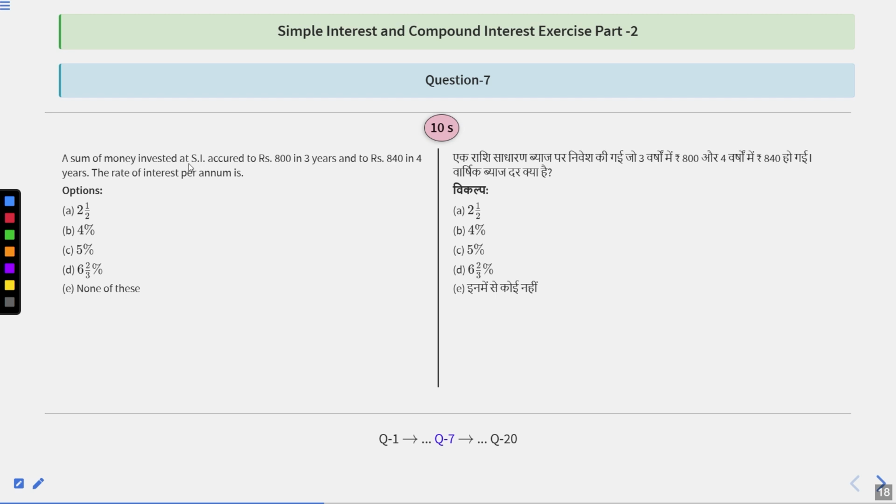A sum of money invested at simple interest amounted to rupees 800 in 3 years and 840 in 4 years. What is the rate of interest per annum? You have 5 options and 10 seconds to analyze the question. Your time starts now. Now time's up. Let's see the solution.